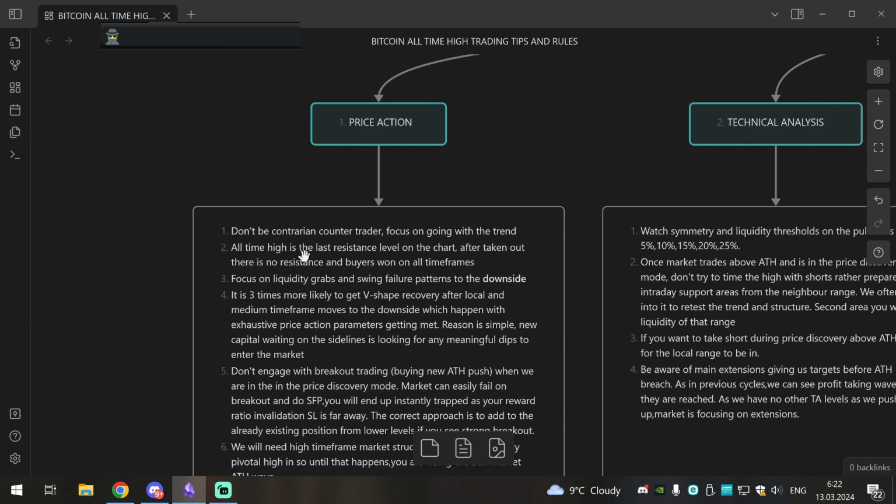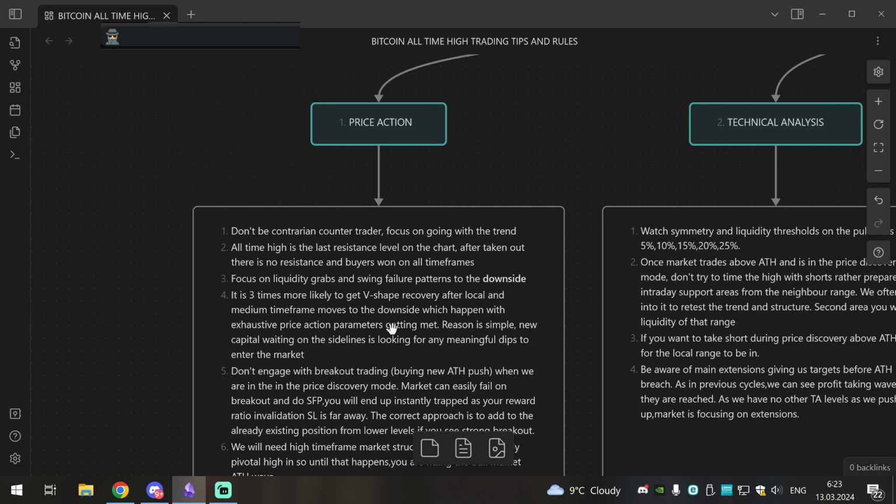All-time high is the last resistance level on the chart. After it's taken out, there is no resistance and buyers won on all time frames. This is just a simple fact. After all-time highs, sellers lost, and you can actually further fuel the move to the upside, as sellers really don't want to engage with the market, and also trapped sellers from much lower levels are closing their positions, fueling the move to the upside.